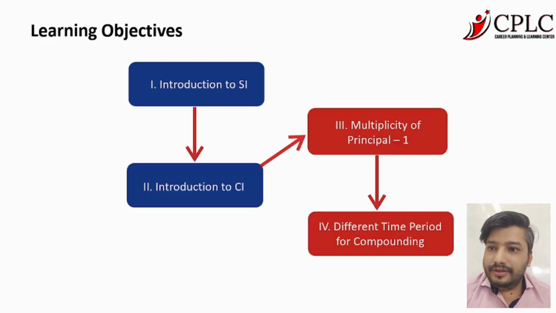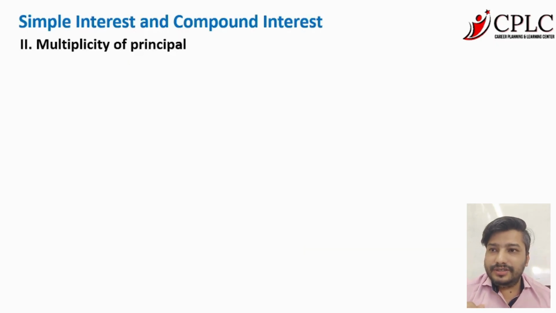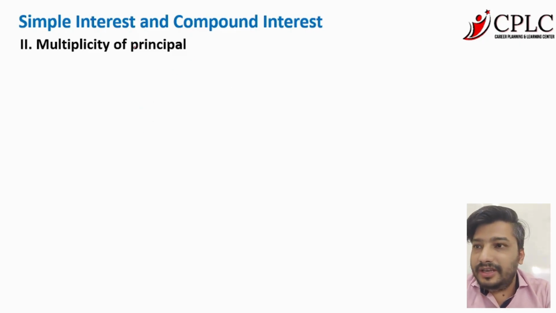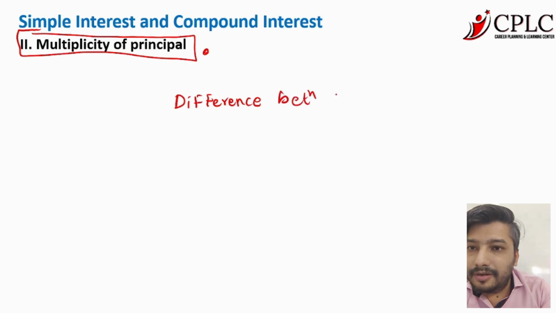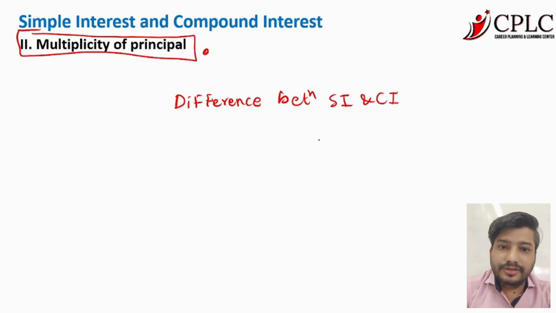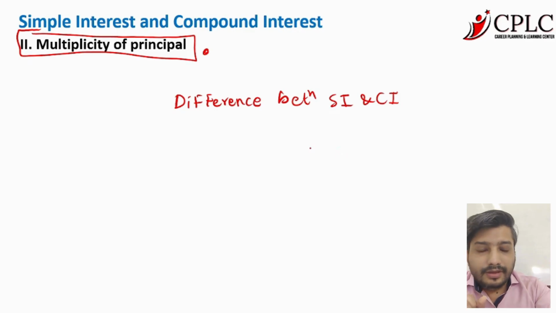Moving on further, the next part is even more important, which is slightly different. So I will take it up here, which is difference between SI and CI. This multiplicity of principal we will do in a while, so just hold on for this bit. There's another idea which is the difference between simple interest and compound interest. Now why do we need to know this? Because there are a bunch of questions that normally come on this idea also. So we need to do this.